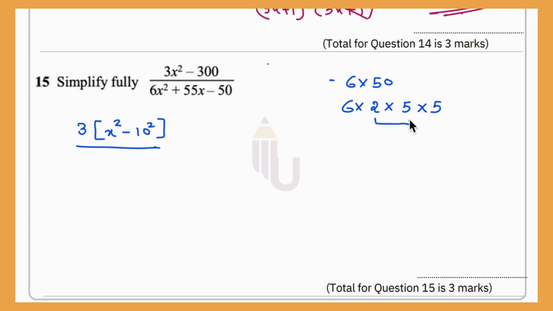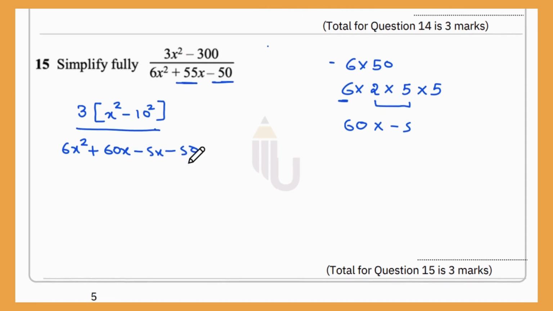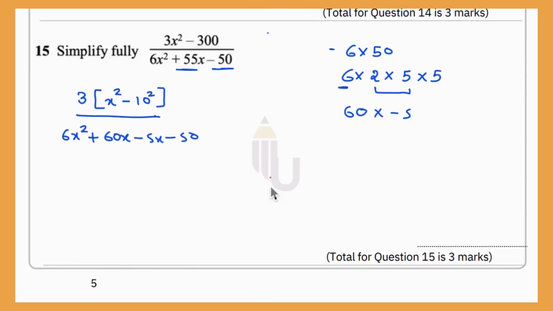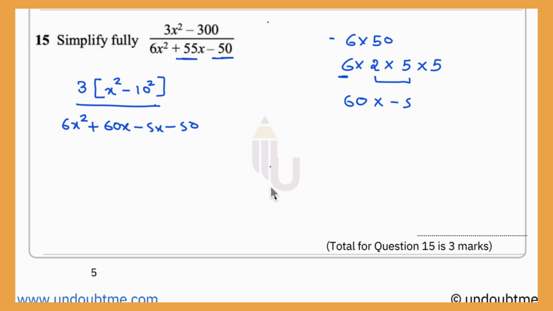So we have 5 2s are 10. 10 and 6 is 60. 60 and 5 will give me 55. So I will do 60 and minus 5. The main reason is I need minus 50. Okay, there was a minus sign, and I need plus 55 over here. So it will be written as 6x square plus 60x minus 5x minus 50. In such cases, if in case you do a mistake, you will never get the two brackets same. So that is also one of the ways to verify whether we are doing right or not. So that we will come to know in a while.